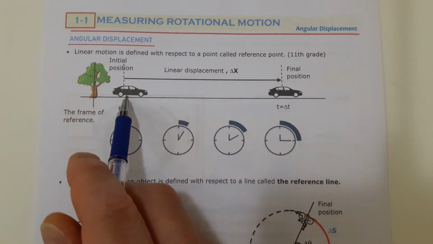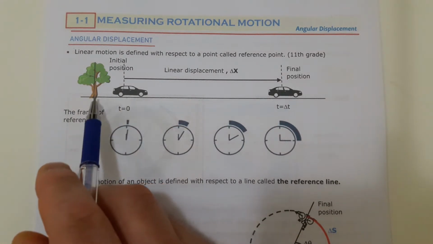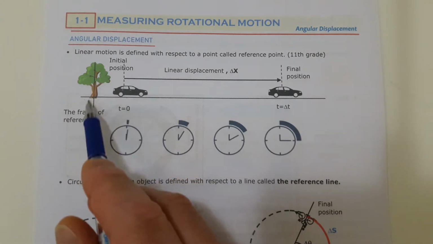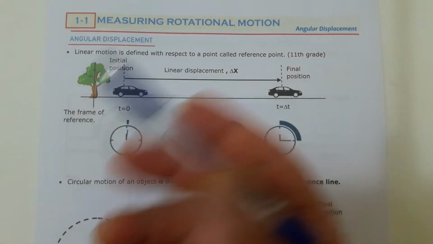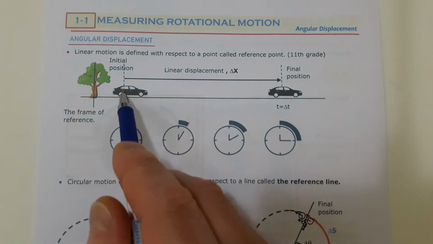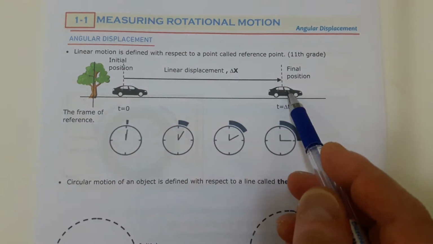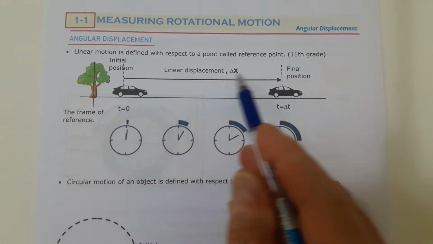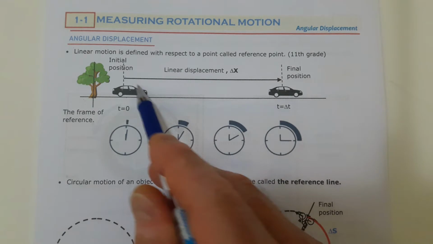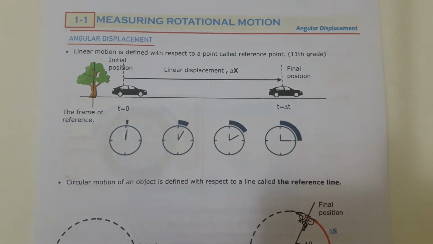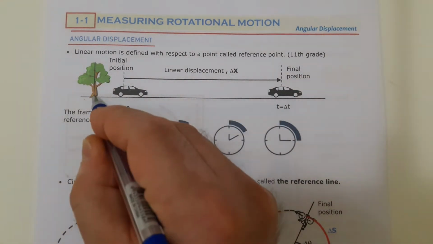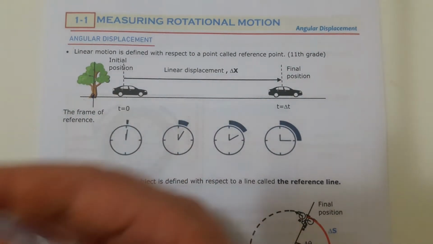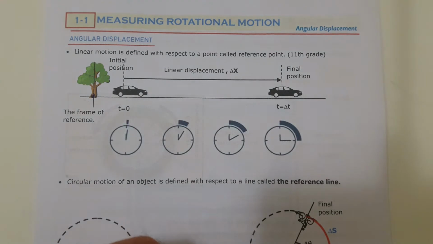For example, the position of this car can be determined according to a point, which can be a bus stop, a statue or something like this. And if the car moves from one point to another point, the final position, then you draw a line from the initial position to the final position. It is called the displacement, the linear displacement of this car. But first you should determine a reference frame to define the position and the displacement of an object.